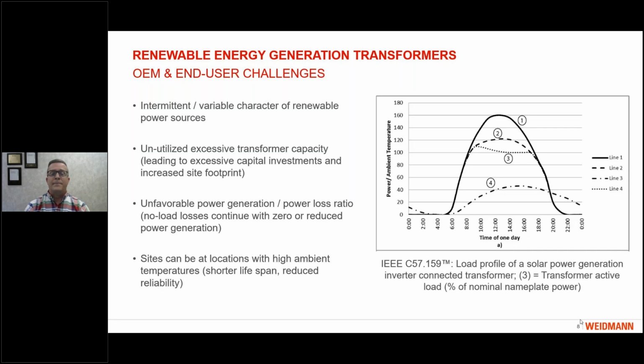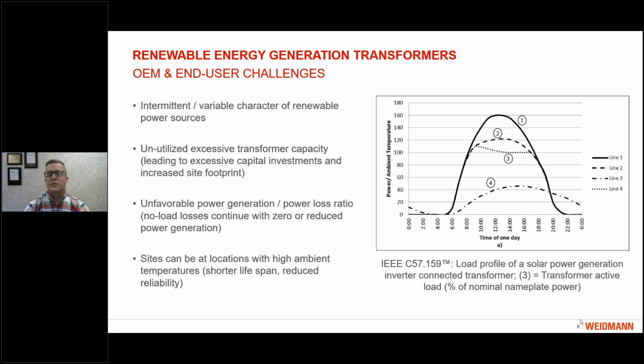And then finally, as Frankie can attest to in the deserts of Arizona, these sites can often be in hot places. So in particular solar farms, but other ones as well. So when you deal with transformers being in a hot ambient situation, that can reduce the lifespan of these transformers and reduce their reliability.